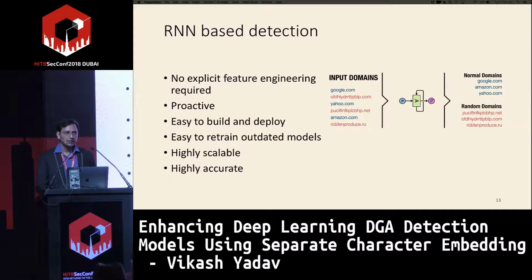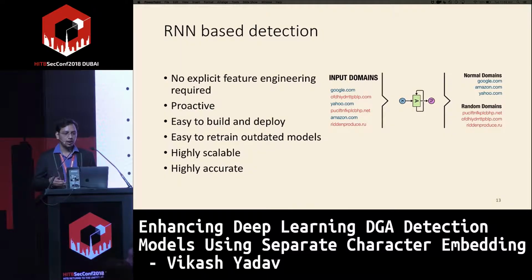This is a proactive detection technique. As soon as somebody is making a request to a domain, you can use your model to detect whether it's a DGA domain or a normal domain. And you can straight away block that communication if it's a DGA. These are easy to build, easy to deploy, and don't require any maintenance.